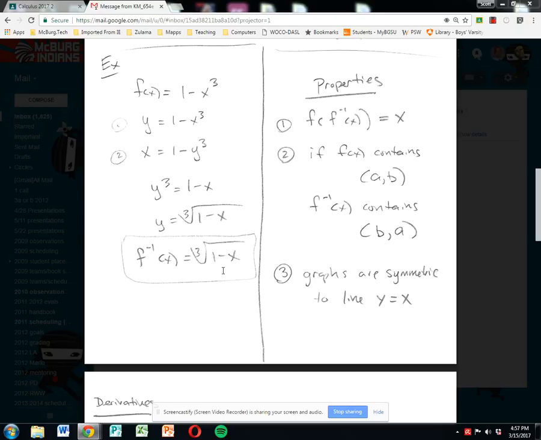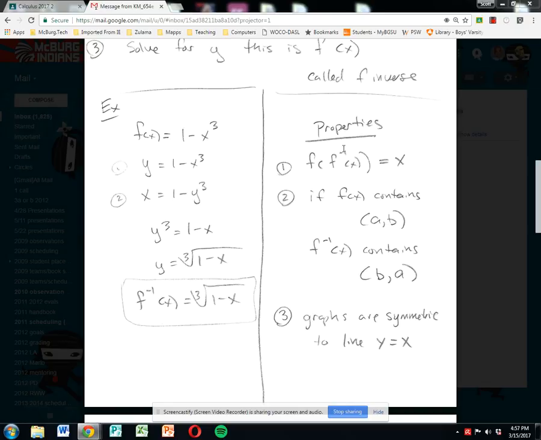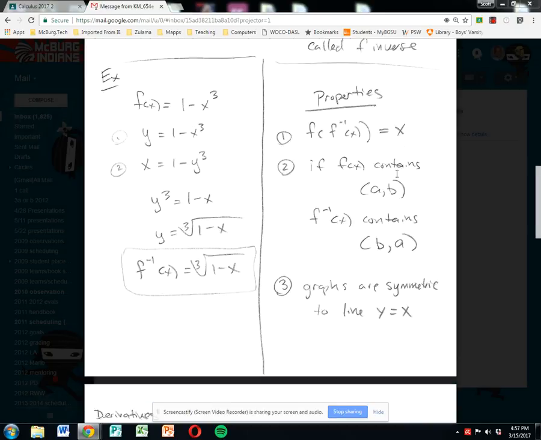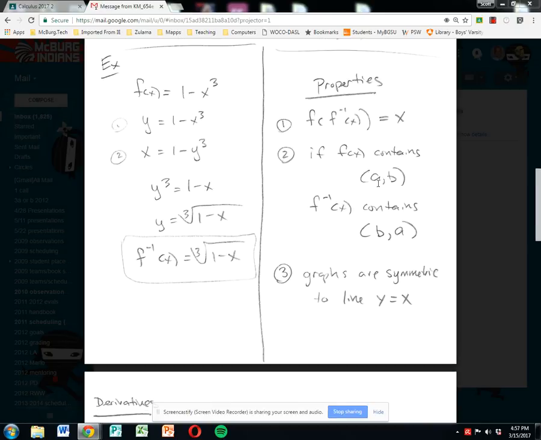What are some properties? If I take a composite function of f and its inverse, I get the identity function x. I get y equals x. So anytime you take a composite of a function and its inverse, you should wind up with x as a result. If f of x, the function, contains a point (a, b), then its inverse contains the point (b, a).